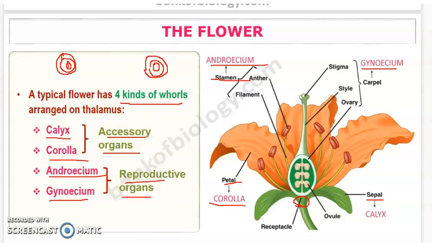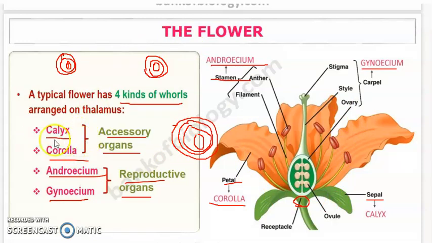So the outermost whorl of a flower is the calyx, which is made of sepals. Next to it is the corolla, which is made of petals, and next to it is the androecium, which is made of stamens. In the last whorl we can see the gynoecium, which is made of carpel or pistil. So these are the different parts of the flower.